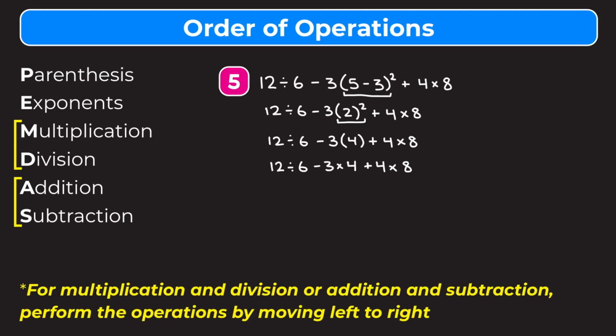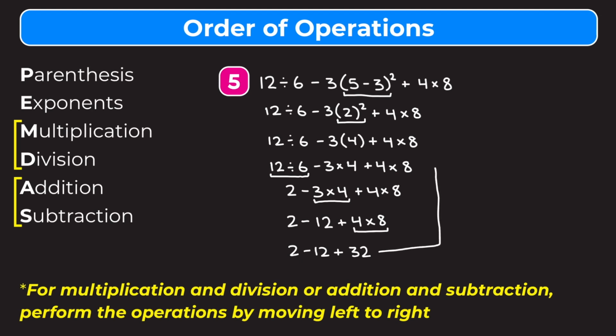And now we've got division, addition, subtraction, and multiplication. So we're going to do division and multiplication first, and we want to move from the left to the right. So we're going to do 12 divided by 6, which is 2, minus 3 times 4, plus 4 times 8. We need to do the multiplications next, so I'll do one at a time. We'll go left to right. So 2 minus 3 times 4 is 12, plus 4 times 8. We'll do the next multiplication. So we have 2 minus 12 plus 4 times 8 is going to give us 32.